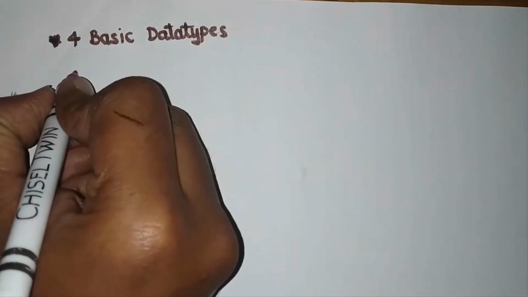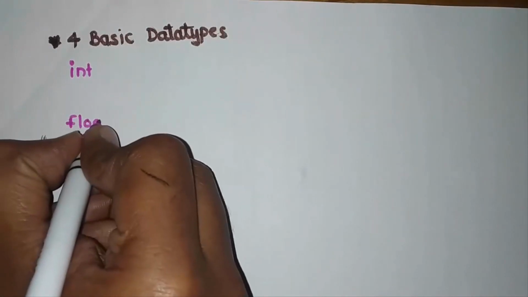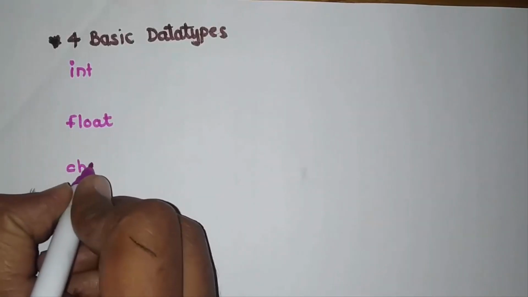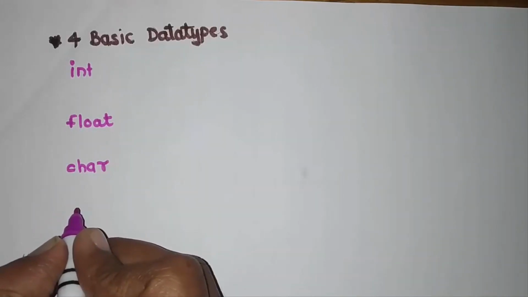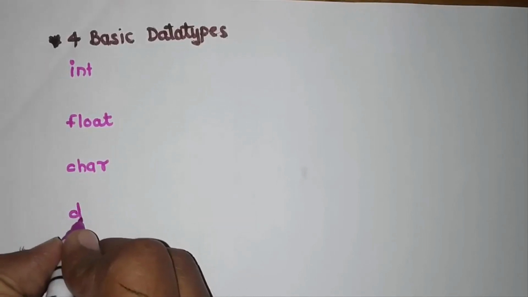The first data type is represented with the keyword int. The second one is represented with the keyword float. The third one is represented with the keyword char, and the last one is represented with the keyword double.